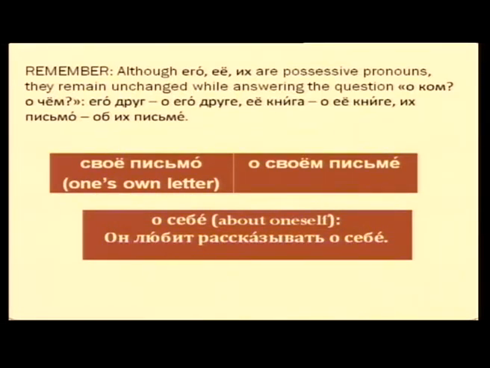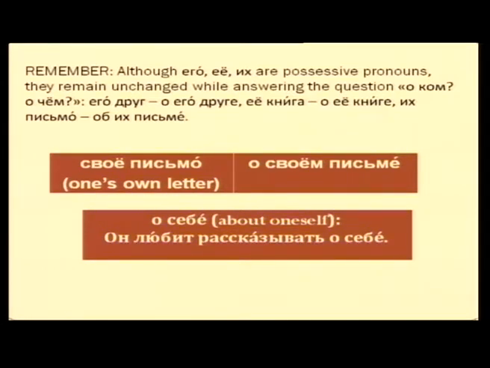You can use these kind of verbs while talking about such neuter gender nouns in usage with possessive pronouns like svoi. Dear learners, you must remember that although evo, io and ik are possessive pronouns, they remain unchanged while answering the question akum or acyom. For example, evo drug will remain evo drugye when used with a. It will become ya dumayu a ivo druge, ya raskazivayu a iyo knige, and ya dumayu a bik pismye.